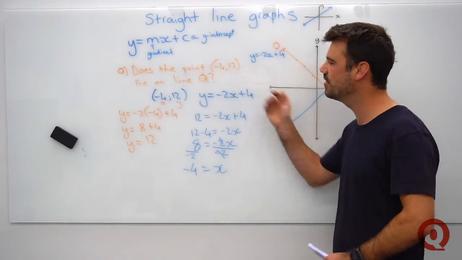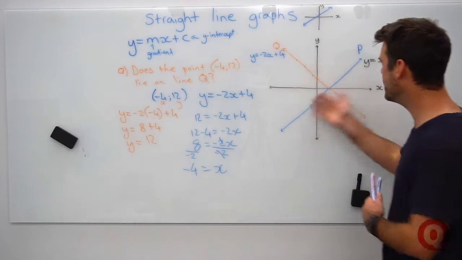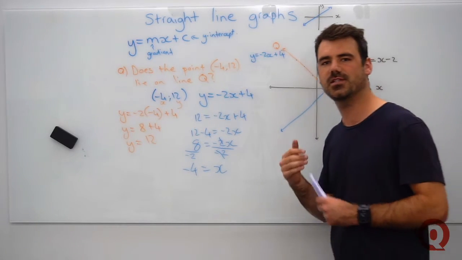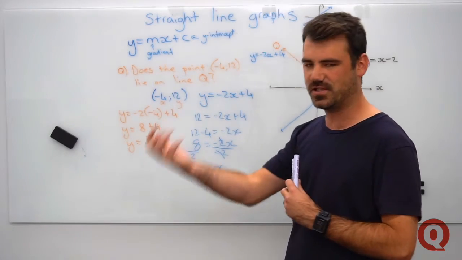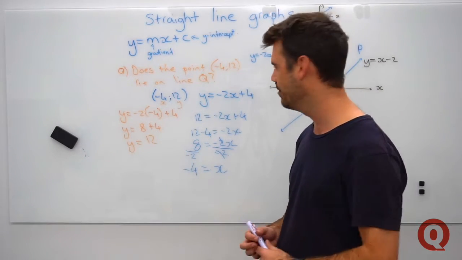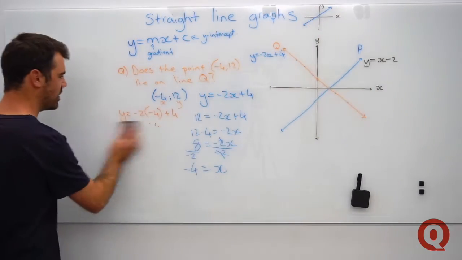So if we are here to find if a point lies on a given graph, it just needs to work when we substitute in either the x value and find the y, or we substitute in the y and find the x to be true. Alright, now the last question I want to cover with you.